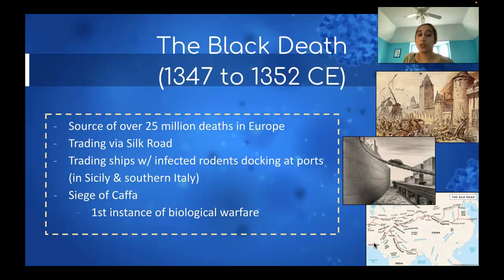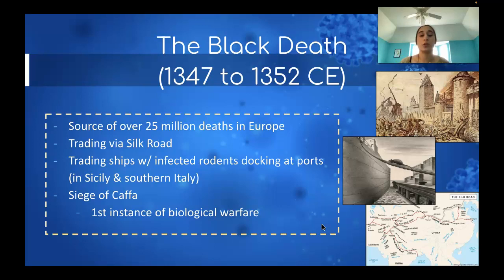So the Black Death occurred in Europe mainly, and it was the source of over 25 million deaths in Europe. That's 1/3 of what Europe's population was back then. And there were many factors that contributed to the spread of the Black Death. This included trading, mainly with the Silk Road and ships. So this bottom map shows how the Silk Road spread from Asia all the way to Europe and Southern Asia as well. And then trading with ships, so overseas trading, which was also a huge factor in the Justinian plague.